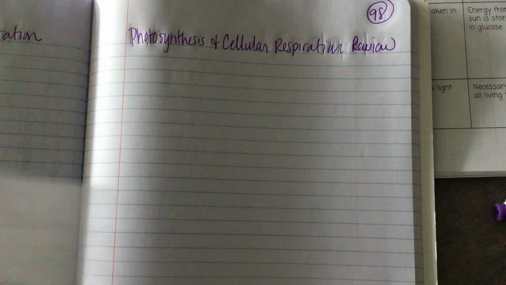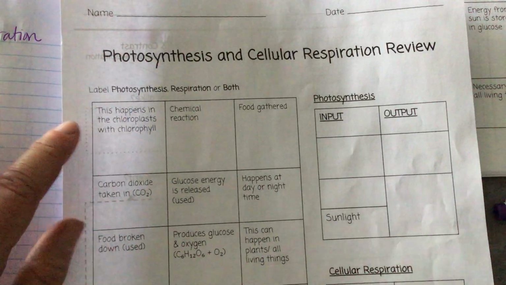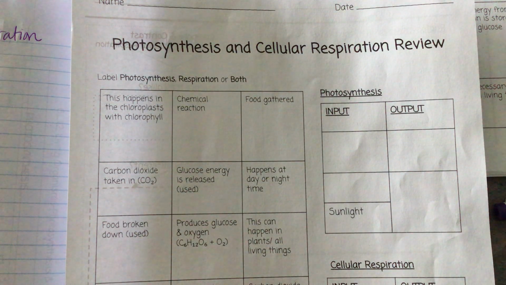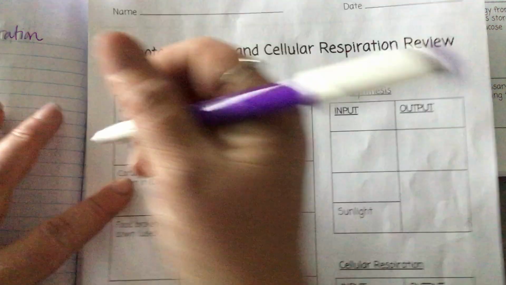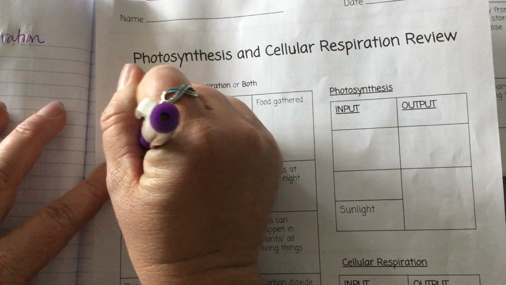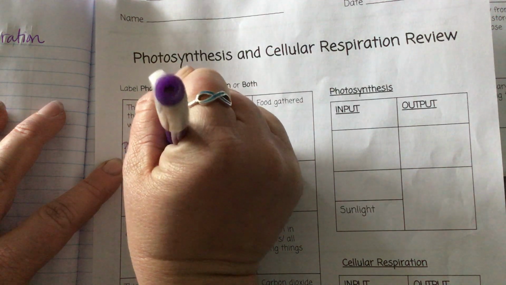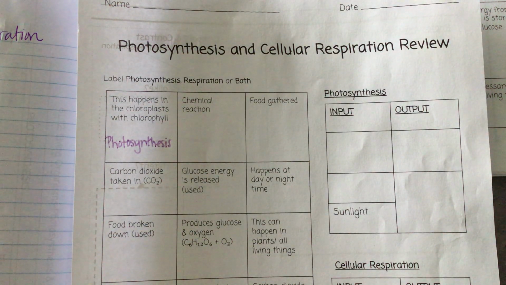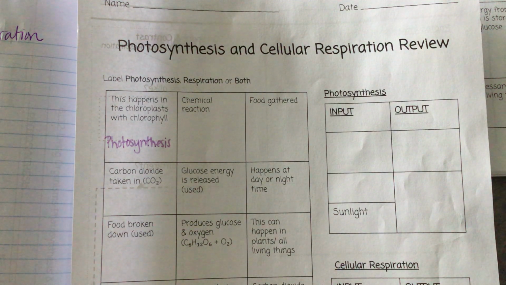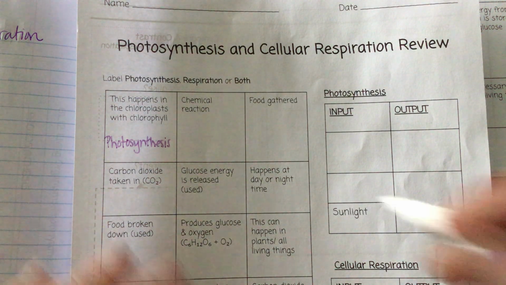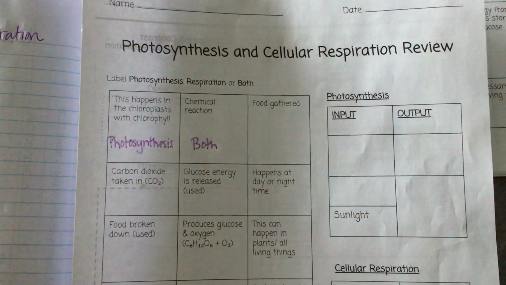This is going to be for your notes that you are going to be able to use on Thursday. Looking at this sheet, for the left side of the sheet with the three different boxes, you have to label if they're photosynthesis, if it's respiration, or if it's both. So for example, this happens in the chloroplasts with chlorophyll. That would be photosynthesis. So you would just simply write photosynthesis in that box. Then the next one, chemical reaction, you should realize they both have a chemical reaction depending on if they're going through photosynthesis or cellular respiration. So then in this one, you'd write both.